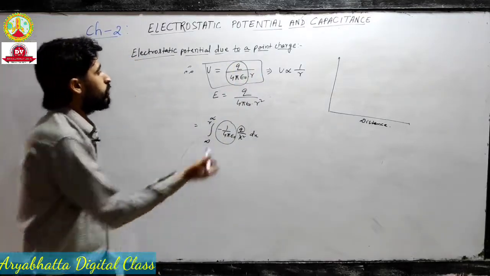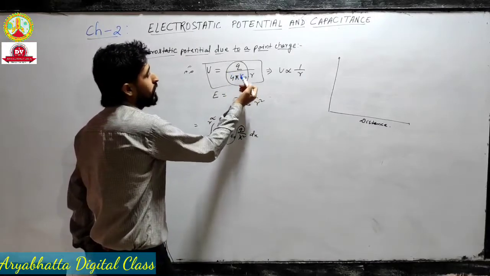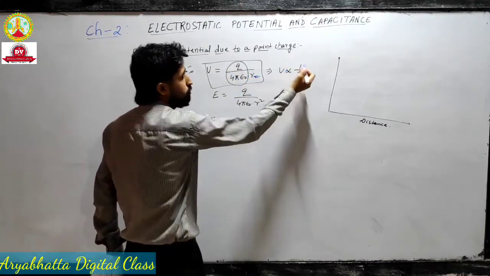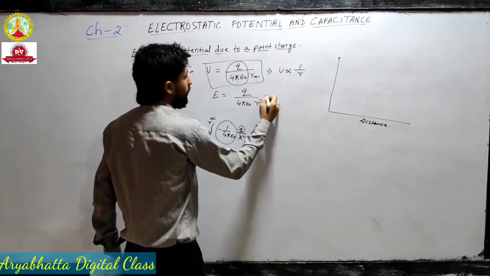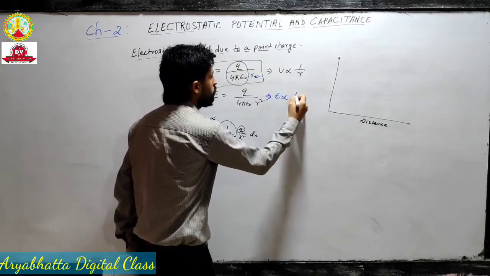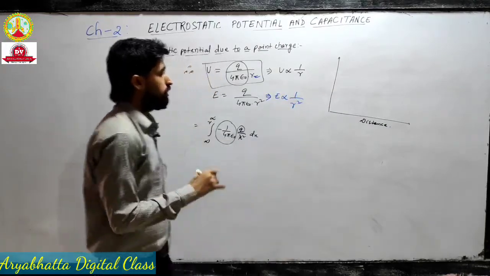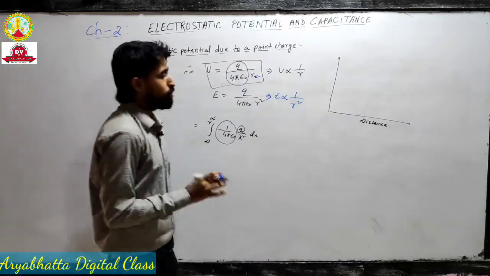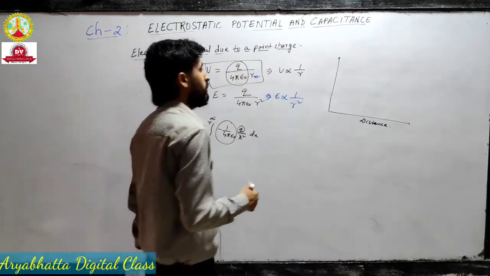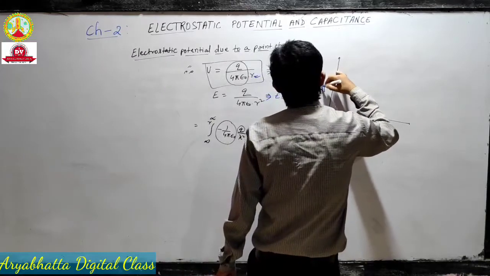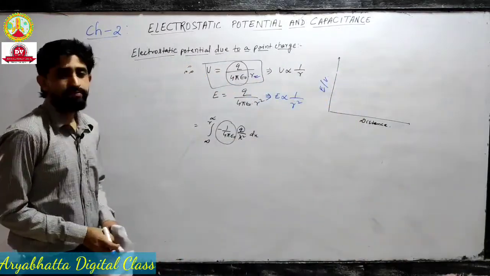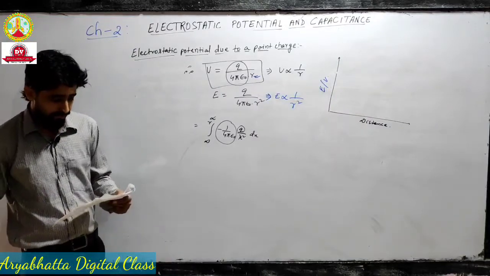Q by 4 pi epsilon naught is nothing but a constant. So the only variable is R. So V will be proportional to 1 by R, and if I break this, E will be proportional to 1 by R square. So R is nothing but a distance, right? So I will just plot in terms of distance, E and V, both I will plot here. Fine, both I will plot here.